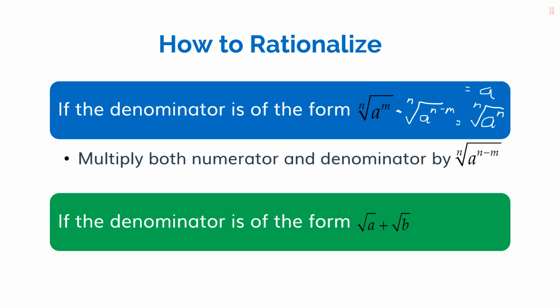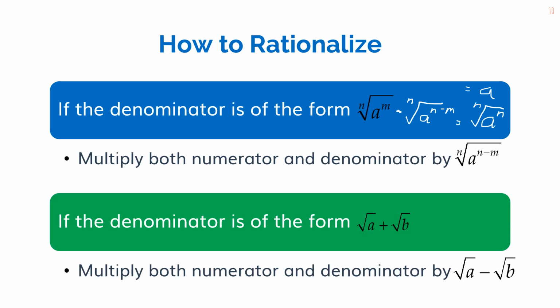Next, if the denominator is of this form, meaning to say you have a binomial with a square root, you multiply both numerator and denominator by square root of a minus b, so that you will end up with a difference of two squares.